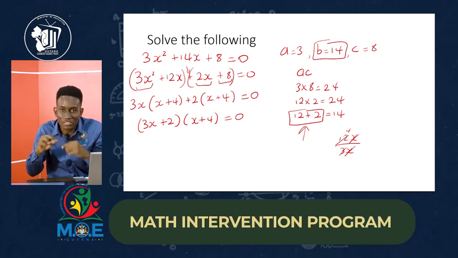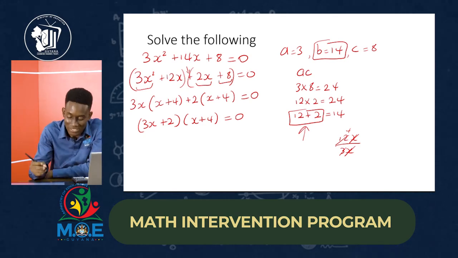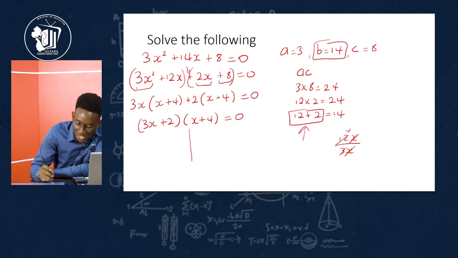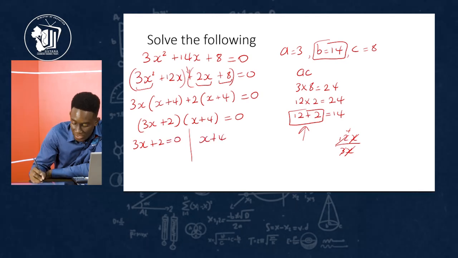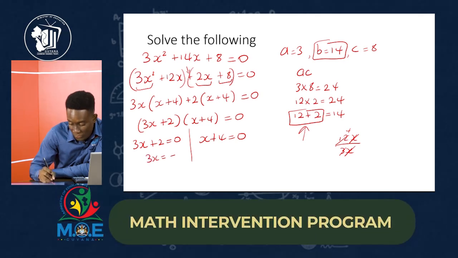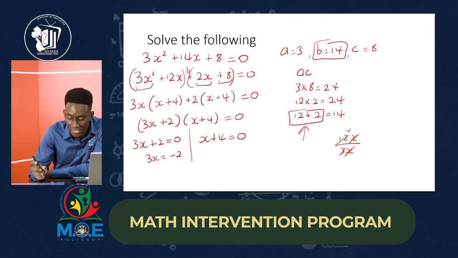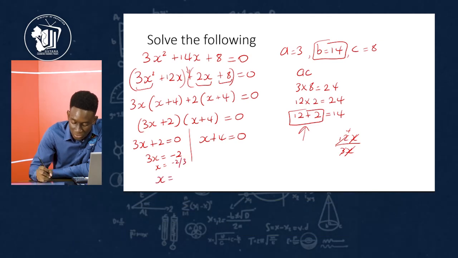Now we want to do the solving part, because that is what the question asks. So we equate the two brackets to 0. We'll have 3x plus 2 is equal to 0, and x plus 4 is equal to 0. For 3x plus 2, we take over the 2. The 2 is adding, so when we take it over, we subtract. So we'll have 3x is equal to negative 2. The 3 is multiplying, so when we take it over, it will divide. So x is equal to negative 2 divided by 3.